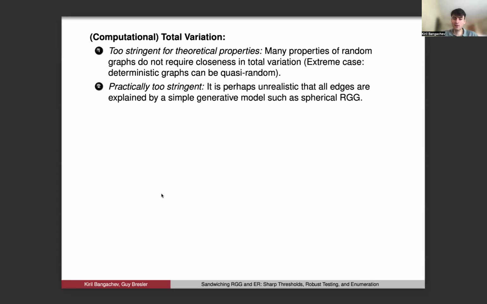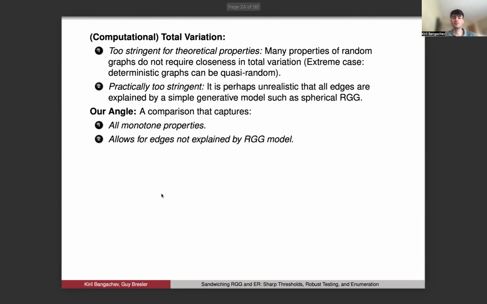So this is our angle, and in particular, we want to form a comparison which captures both these theoretical and practical considerations. So in particular, we'll aim to make a conclusion about all monotone properties. I'll discuss monotone properties in more depth in a little bit, but monotone properties are a very rich family of graph properties which has been studied a lot in the theoretical computer science and combinatorics communities. Similarly, I will want a comparison for which not all edges are necessarily explained by the random geometric graph model.